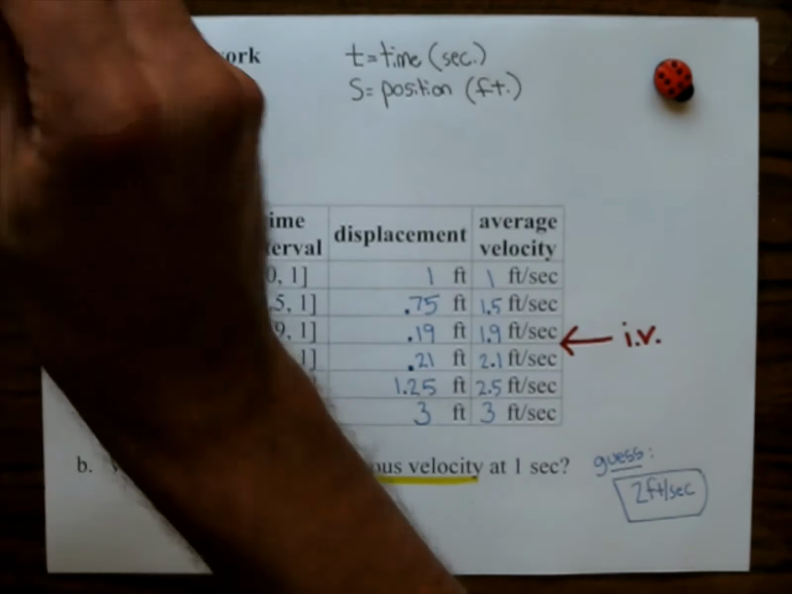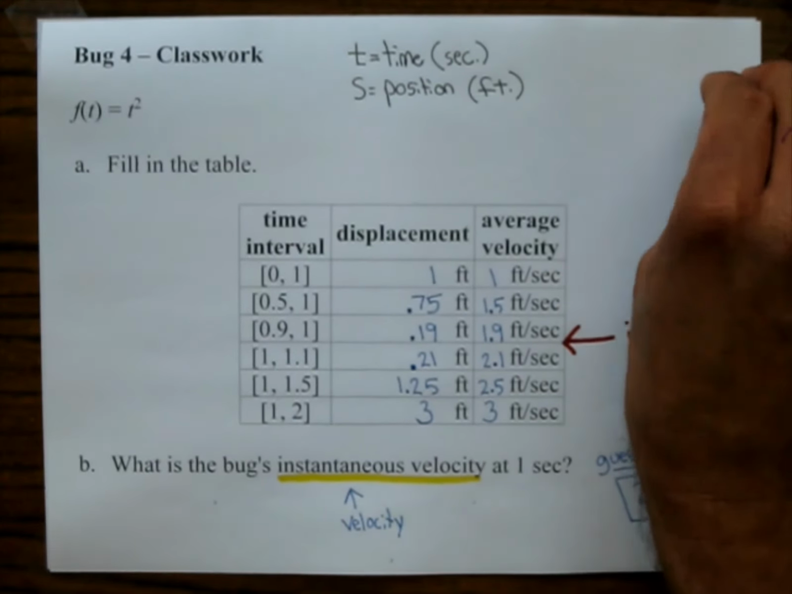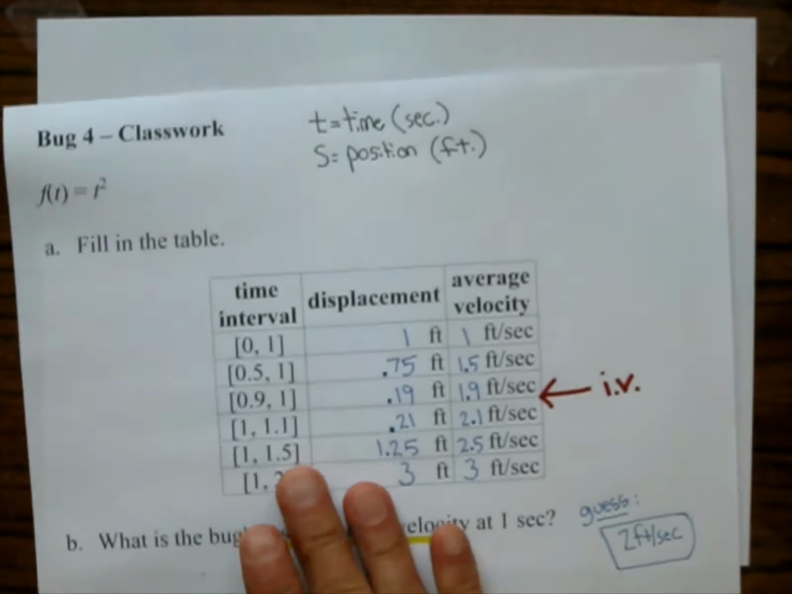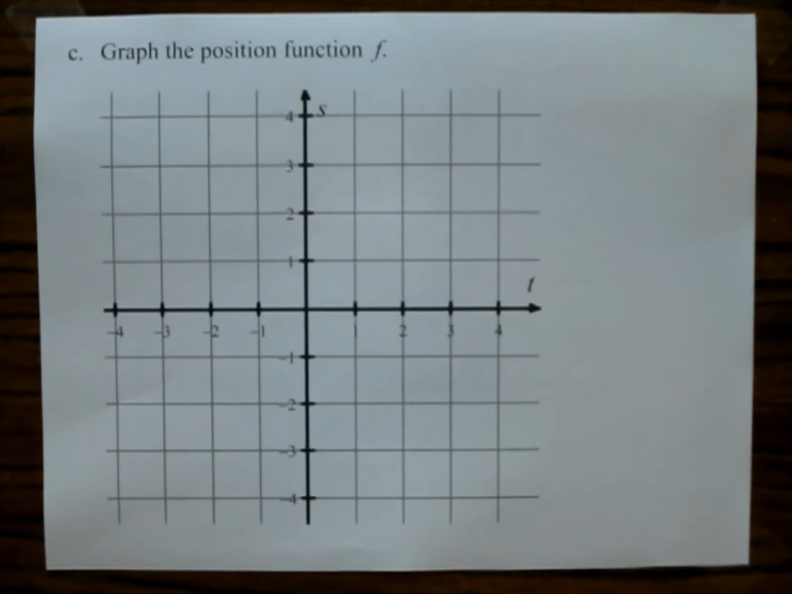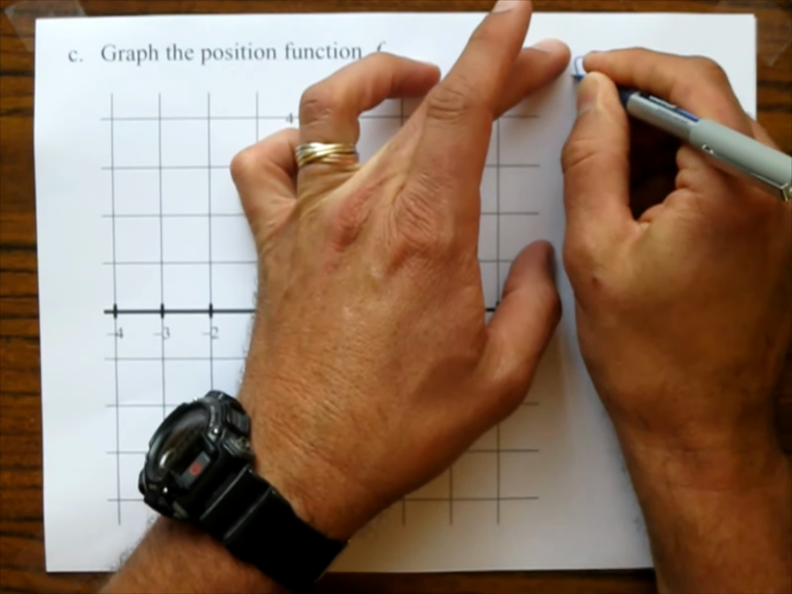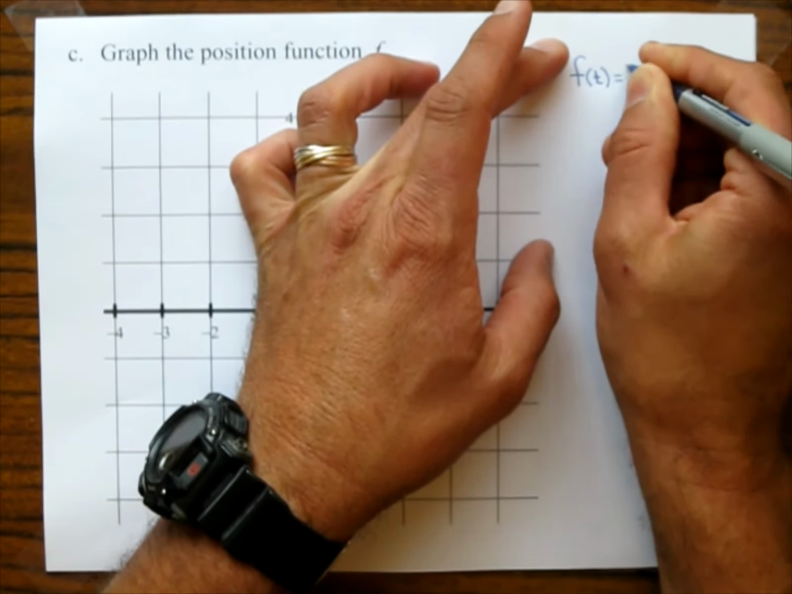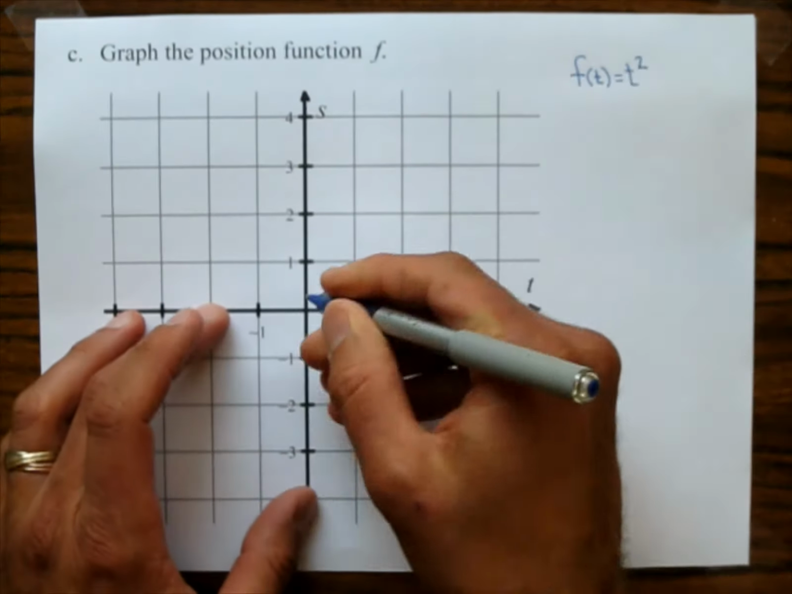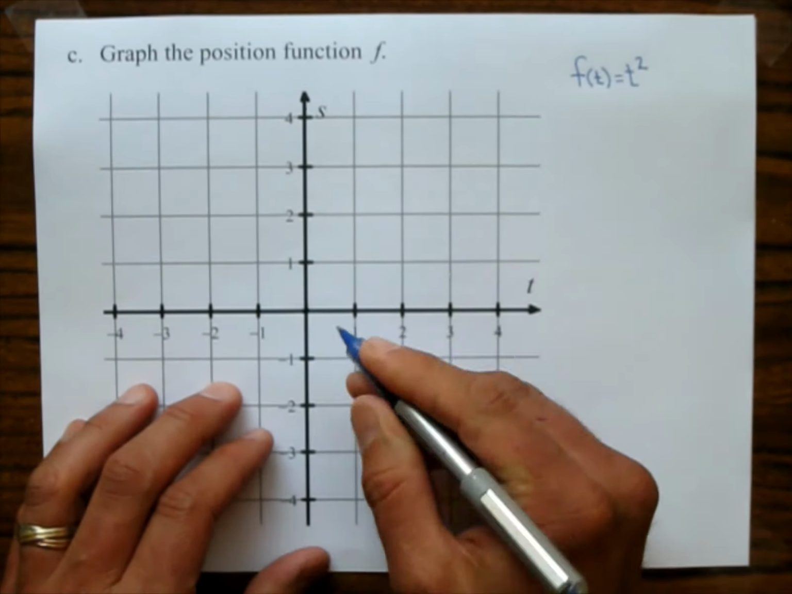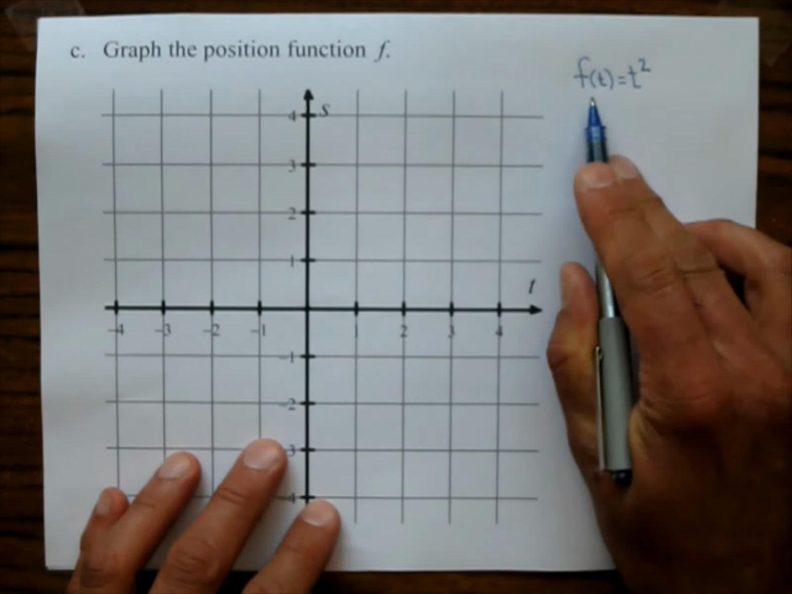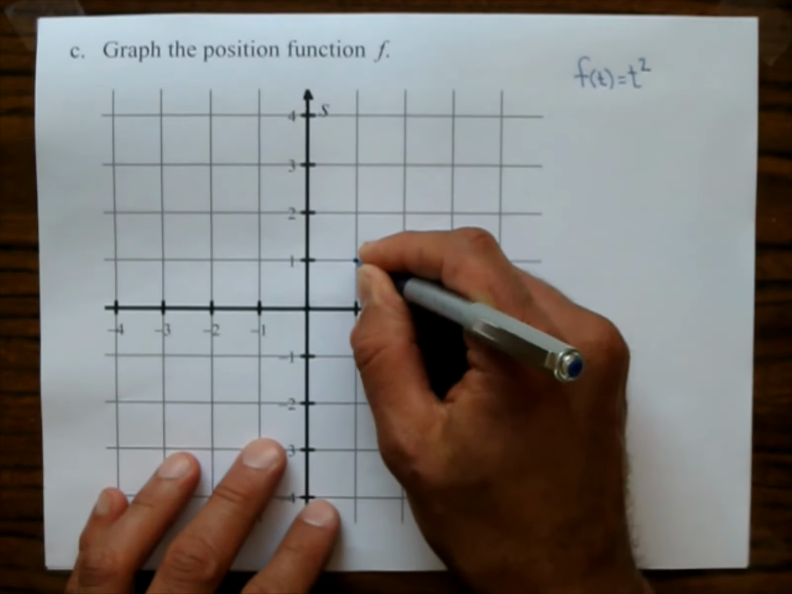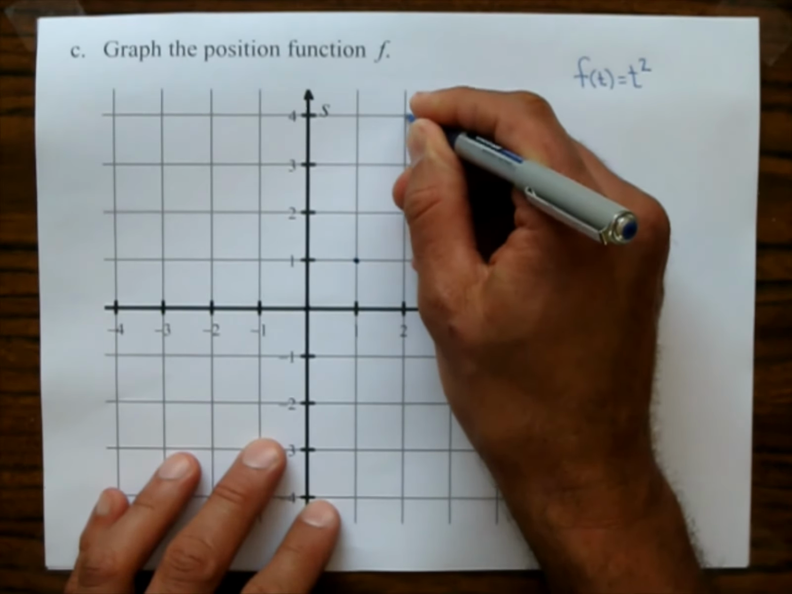Okay, so the next problem that we're going to do is still going to be the same function, t squared. What they want us to do is graph the position function. So graph this right here where it says f of t equals t squared. So this is just a problem from pre-calculus or even before. So 0, 0. You put 1 in for t, you get f of 1 is 1 squared. So this is a parabola, and then 2 gives you 4.